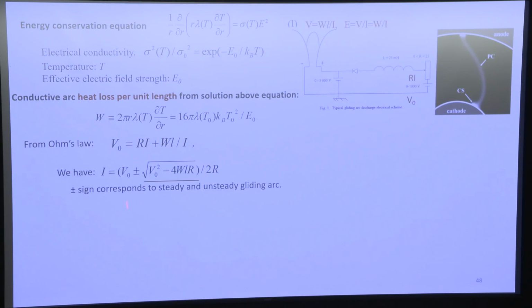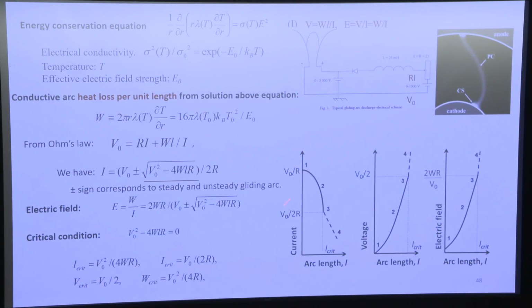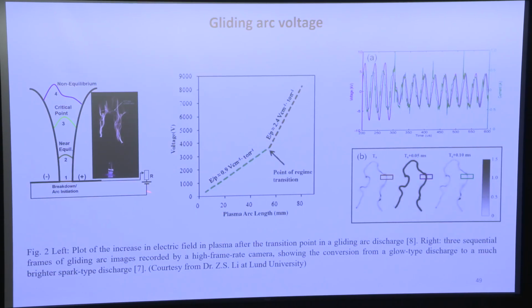And from that, you can generate how the current depends on the voltage, depending on the length scale or length of the gliding arc. You can plot the voltage as a function of arc length, voltage and electric field at arc length. So this is a very simple equation. You can do that and you can measure it. A lot of people have been measuring this. My student, probably Tim Ravello, and Zhongshan Li at Lund University measured this kind of gliding arc.